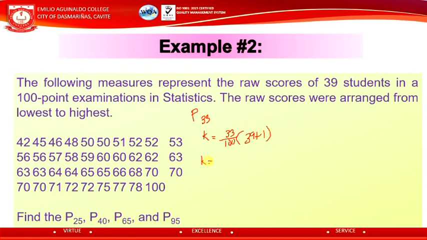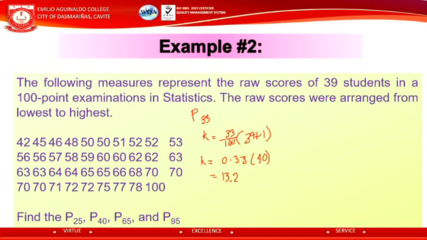Then, k will now be equal to 0.33 multiplied by 40. Okay, then it will give us 13.2 data point. That 13.2 data point, we all know that this is in between the 13th and the 14th data point. It cannot go beyond the 14th data point since they are just in between. So, 13 and 14 lang tayo.